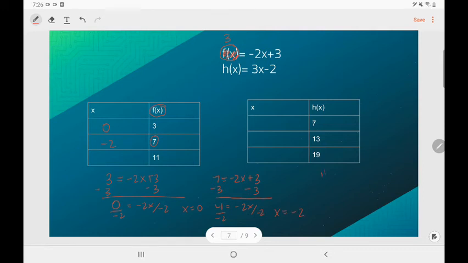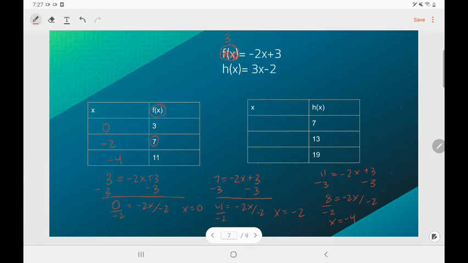Last but not least, 11 is my last output, equals my rule, and solve. Minus 3, 8, equals negative 2x, divided by negative 2, and x equals negative 4. And that is how I fill in the inputs for my table.